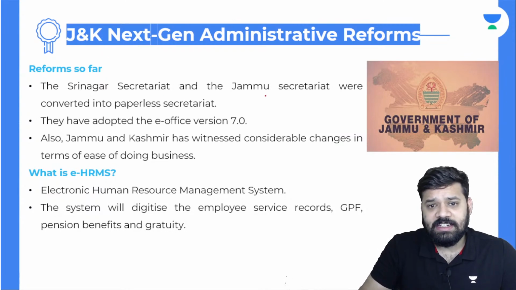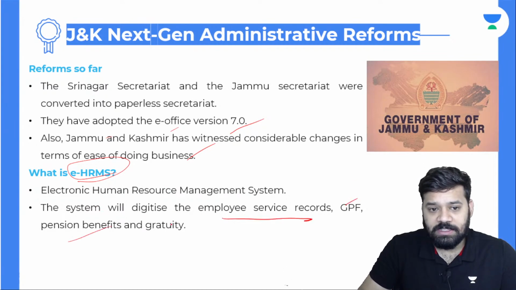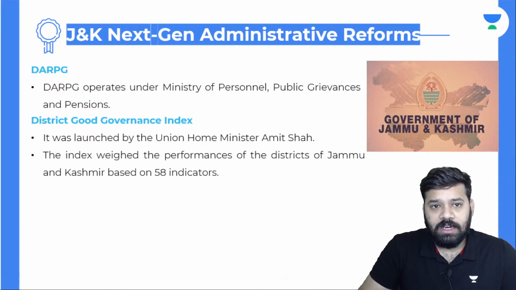The Srinagar Secretariat and the Jammu Secretariat were converted into paperless Secretariats. They have adopted e-Office version 7.0. Also, Jammu and Kashmir has witnessed considerable changes in terms of ease of doing business. And what is EHRMS? Electronic Human Resource Management System. This system will digitalize employee service records, GPF, pension benefits, and gratuity. Going forward, the Department of Administrative Reforms and Public Grievances operates under the Ministry of Personnel, Public Grievances and Pensions.